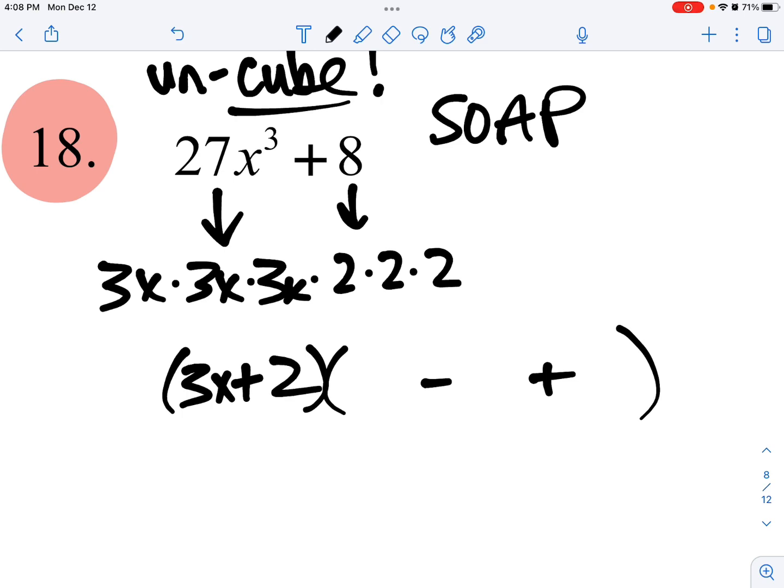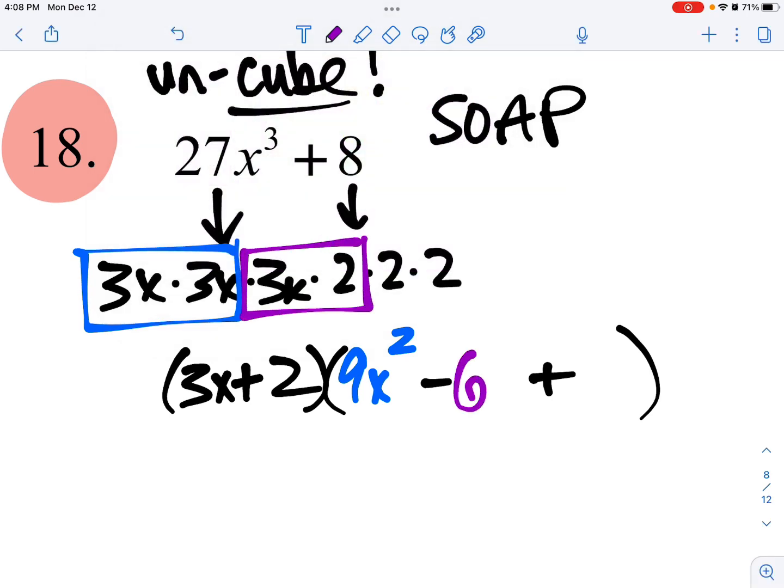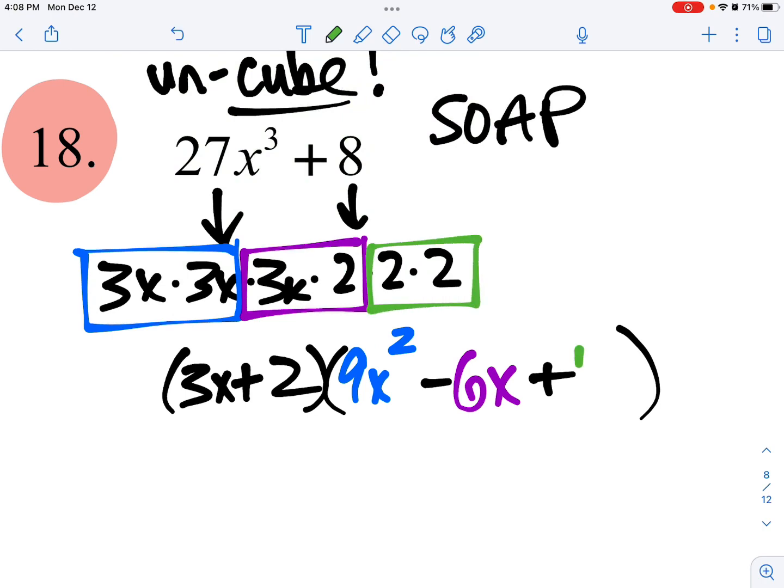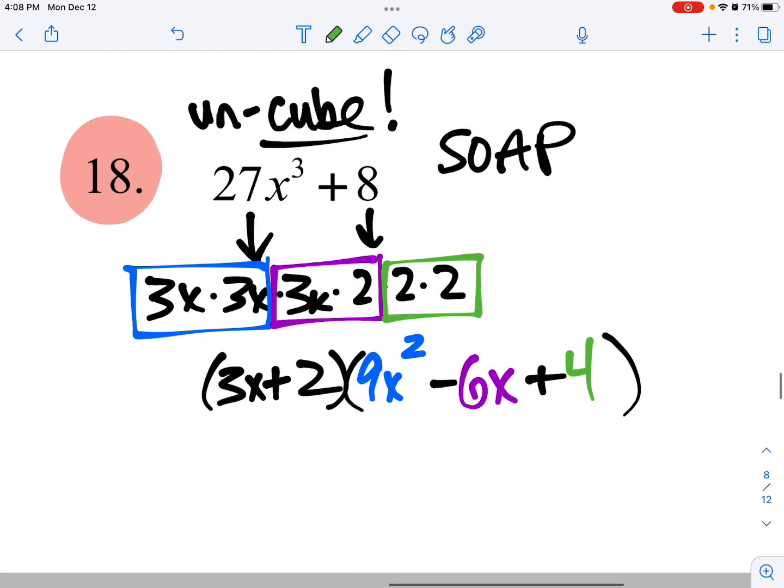Okay. Last, what we're going to do is we're going to buddy these up. 3x times 3x is 9x squared. 3x times 2 is 6x. And 2 times 2 is 4. That is your crash course on factoring. Let's practice some more and check some answers.